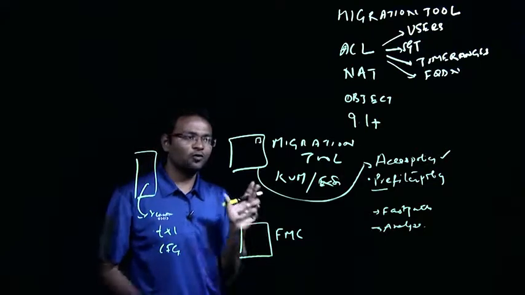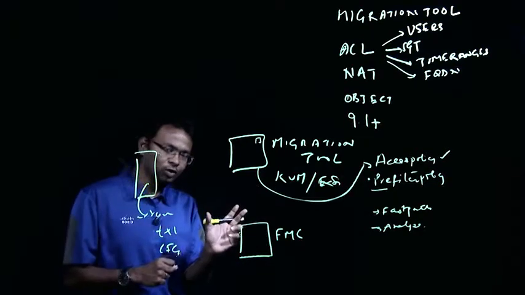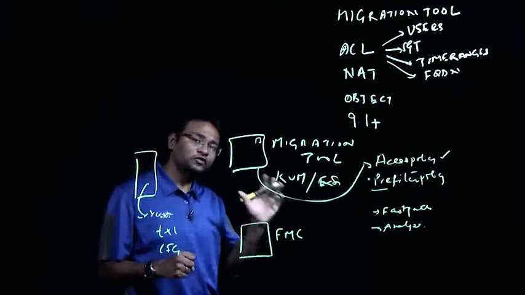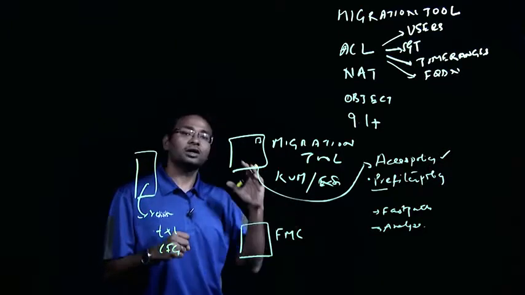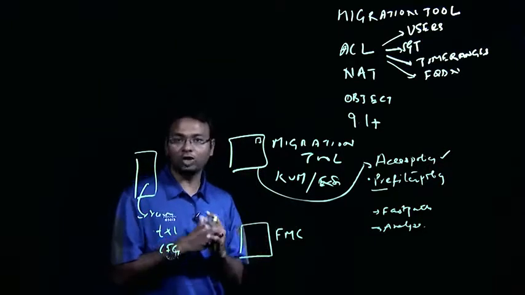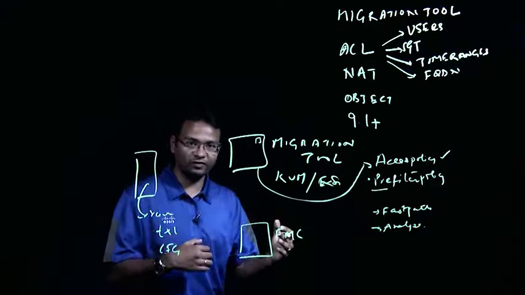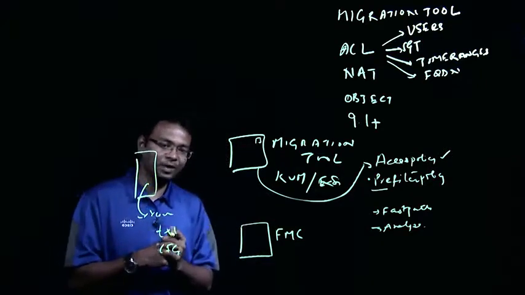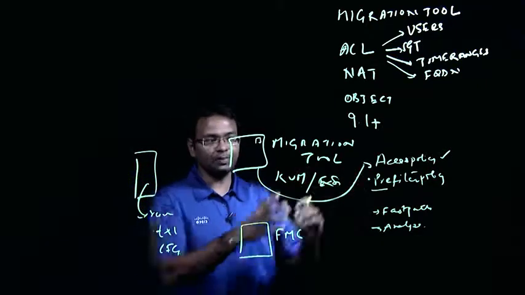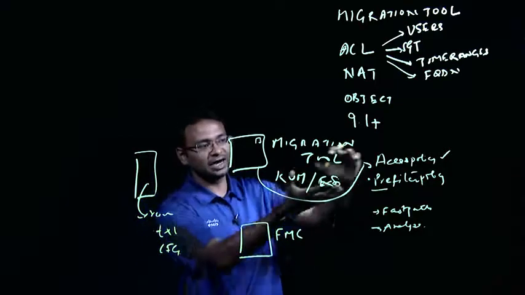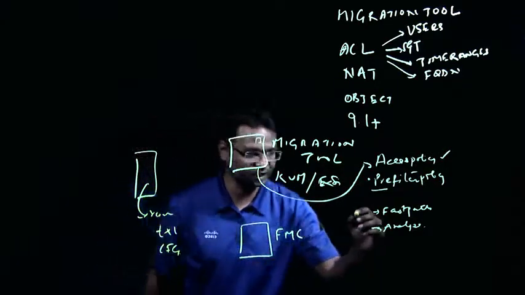Fast path will allow you to do all kinds of layer 2 to layer 4 inspection, but all the advanced inspection will not be followed for the traffic. So essentially, let's take an example. You have migrated to pre-filter policy and all your ACLs reside on pre-filter policy and you have selected fast path.